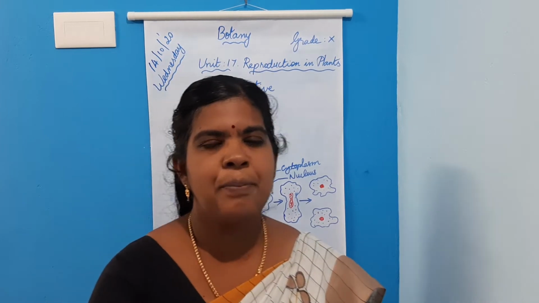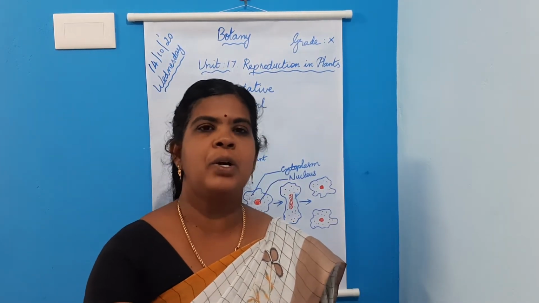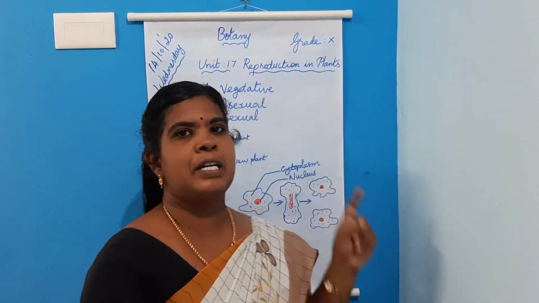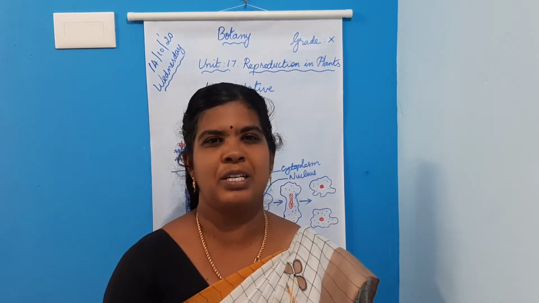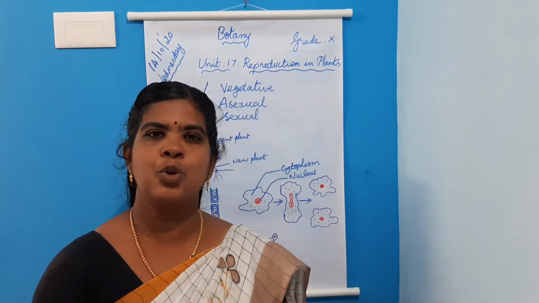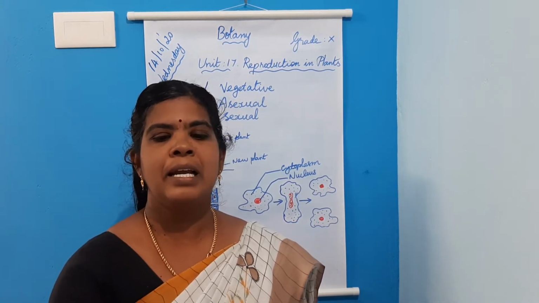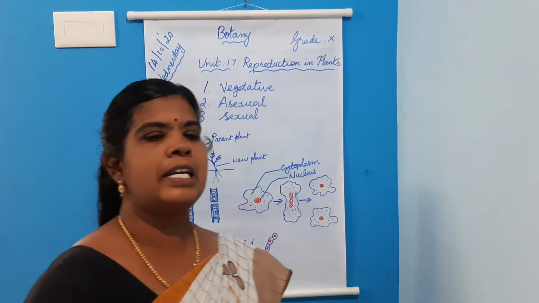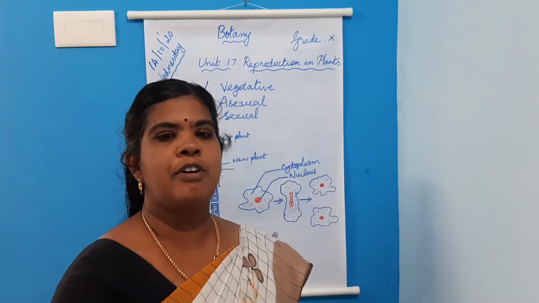This vegetative reproduction only has mitotic division. There is no meiotic division in this vegetative method of reproduction. Only mitotic division. There is no gametic fusion. Gametic fusion means the fusion of male and female gametes. So this vegetative reproduction takes place by means of root, stem, leaf or bud.